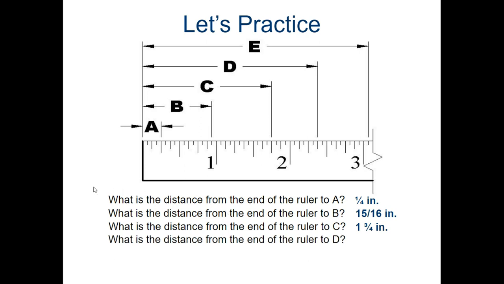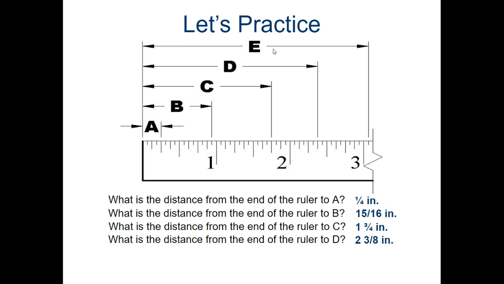So D, if you haven't done it already, press pause. Okay, guys, here we go. D. So we're at 16ths still, right? And we're going to count our numbers. 1, 2, 3, 4, 5, 6. So 6 sixteenths. So it's going to be 2 and 6 sixteenths. Can that be reduced? Yes, it can. It can be reduced by 2. So 2 into 6 is 3, 2 into 16 is 8. So it's going to be 2 and 3/8.